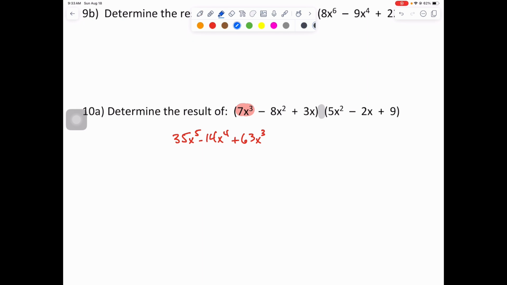All right, then we will look at our second term to distribute. In blue, we have negative 8x squared. Negative 8 times 5 is negative 40. And when we add the exponents, we get x to the 4th. Do we have anything to the 4th power?